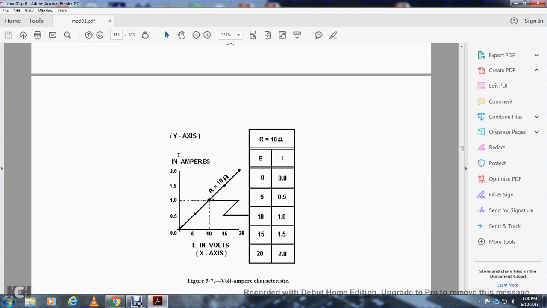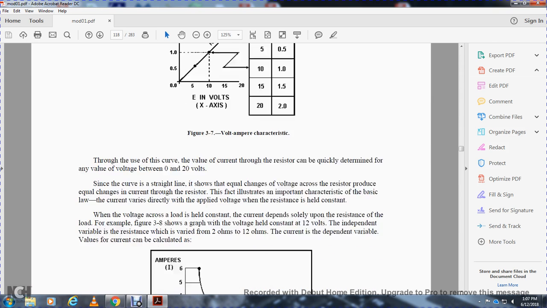So you have a voltage-ampere chart with the current in amperes on the y-axis and the voltage E in volts on the x-axis, with steps of 0.5 on the y-axis and steps of 5 on the x-axis. Your resistance is 10 ohms, so 10 volts divided by 10 ohms, E over R, gives 1 amp. Your volts and amps are listed in the chart.